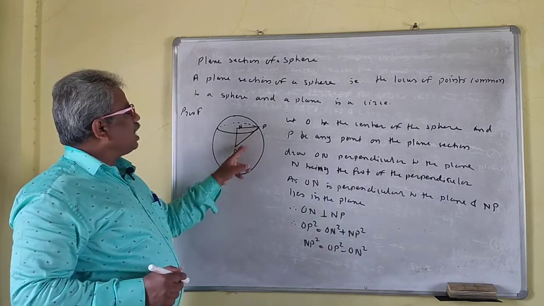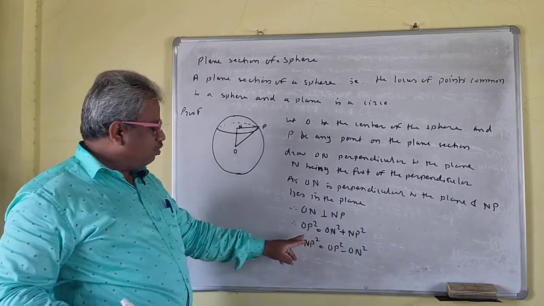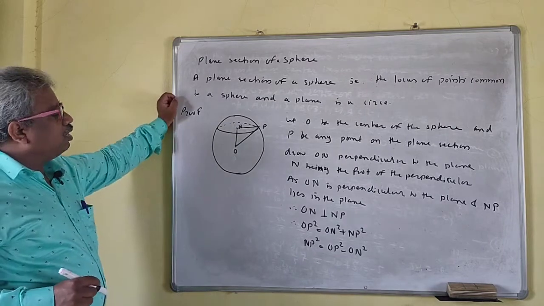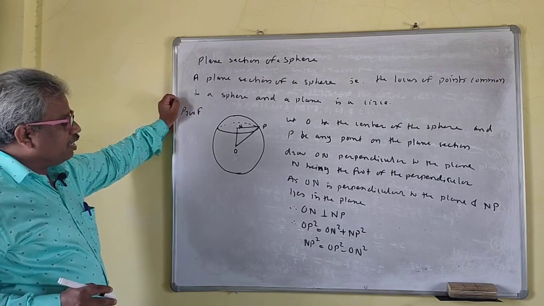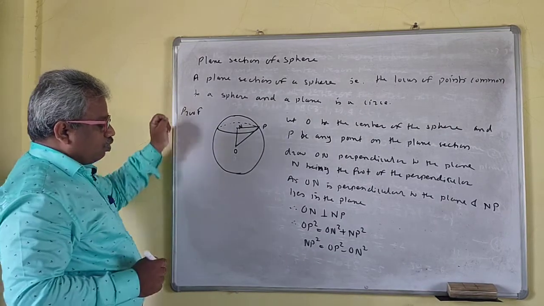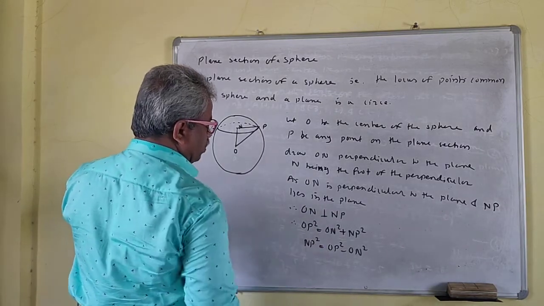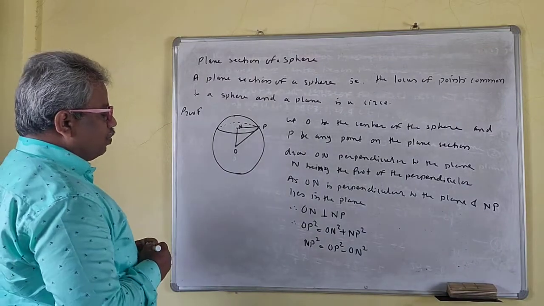Okay, so this is a right angle triangle. Then by Pythagoras theorem, OP square is equal to ON square plus NP square. So that means NP square is equal to OP square minus ON square.